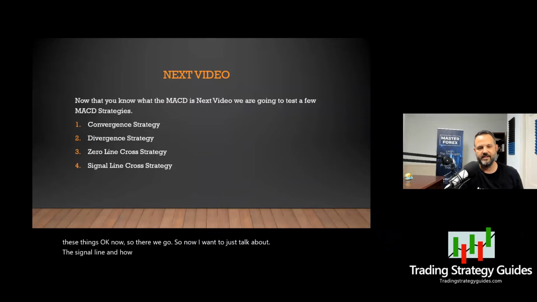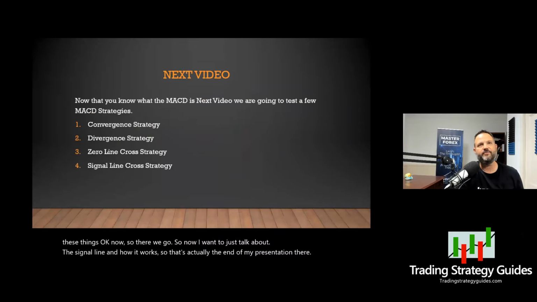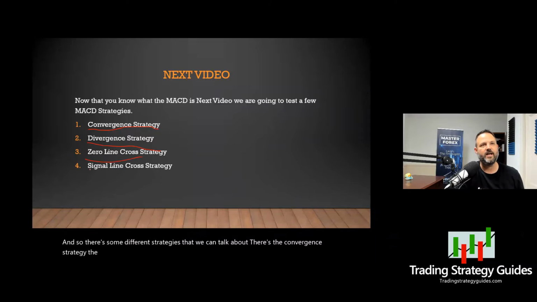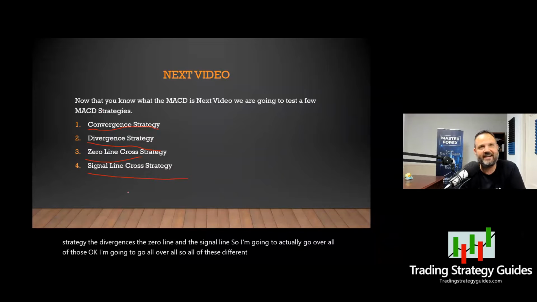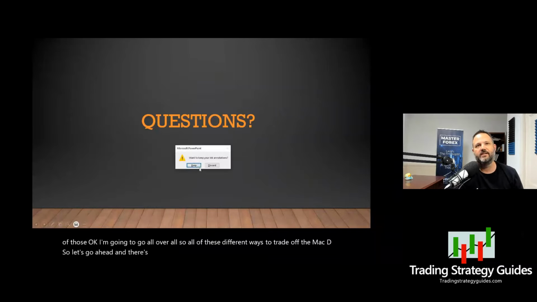So that's actually the end of my presentation there. And so there's some different strategies that we can talk about. There's the convergence strategy, the divergence, the zero line, and the signal line. So I'm going to go over all of those. I'm going to go over all of these different ways to trade off the MACD, right? There's 4 different ways, and I'm going to go over all of them here.